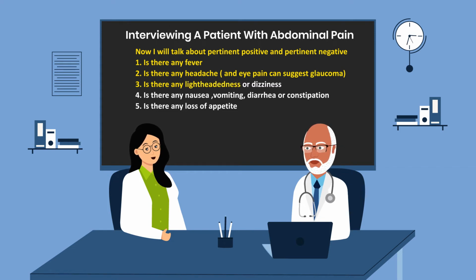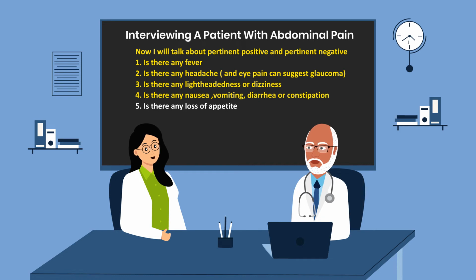glaucoma. Is there any lightheadedness or dizziness? Now, a female with a ruptured ectopic pregnancy could develop lightheadedness or dizziness as a result of hypotension, or in the case of an elderly person with hypertension and a dissecting aorta would present with abdominal pain radiating to the back, that person could develop lightheadedness or dizziness.